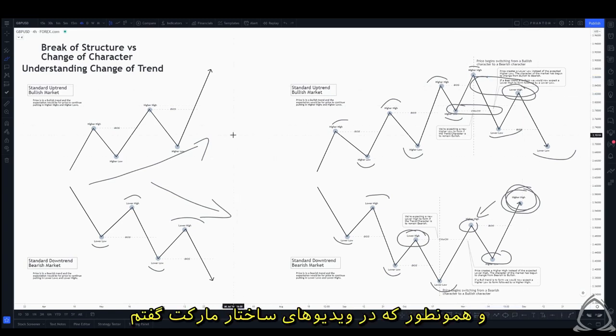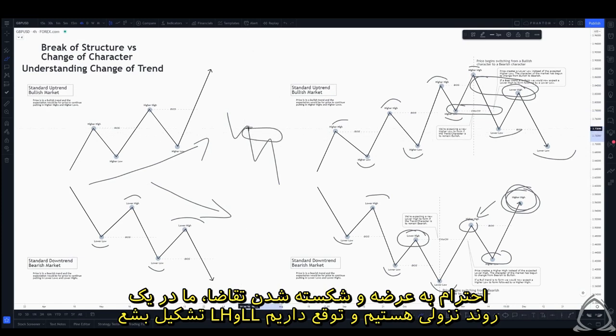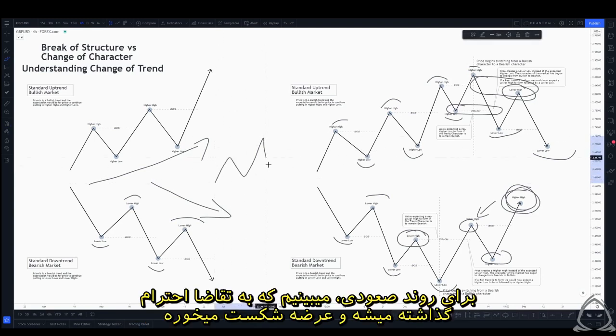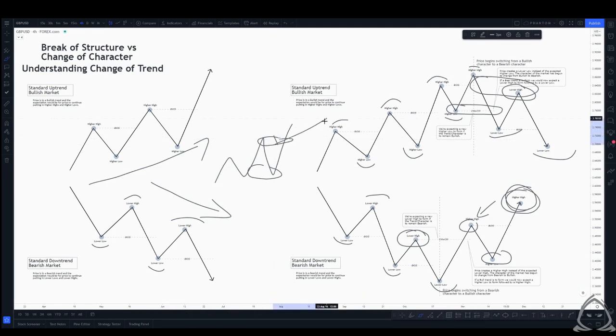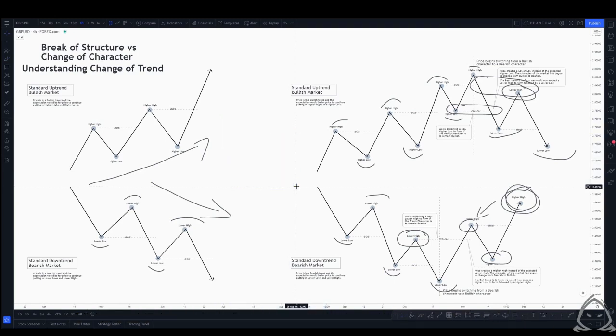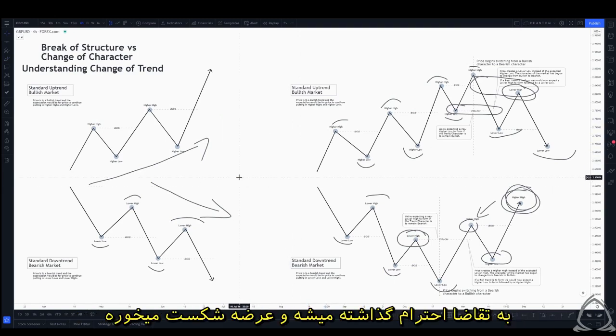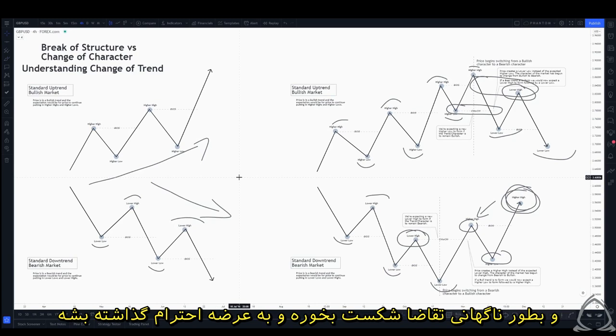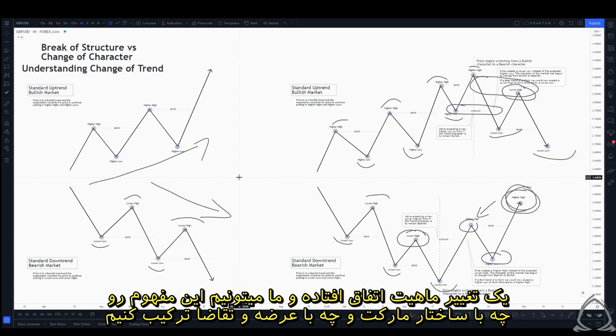And like I said in the market structure videos, if we see supply being respected and demand failing, we're in a downtrend and we're expecting lower lows and lower highs. If we're in an uptrend and we're seeing demand being respected and supply failing, then we're in an uptrend and we're expecting higher highs and higher lows. Now on the flip side, if we're seeing demand being respected and supply failing, and then all of a sudden demand fails and supply becomes respected, we've seen a change of character.